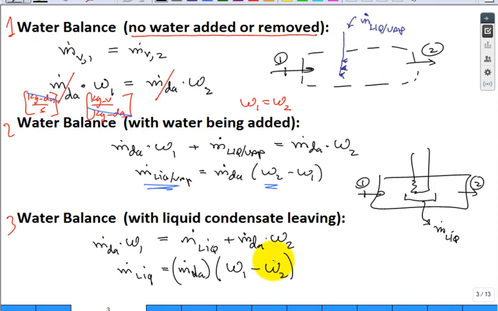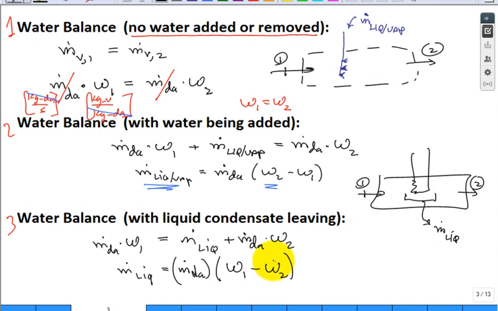Make sense? Well, once you have the easy one, the air balance, that was only one equation, simple. Then we go to the water balance, and I broke it down into 3 cases, the first being almost too trivial, but the other being humidification, then the dehumidification. Now we go to the energy balance.